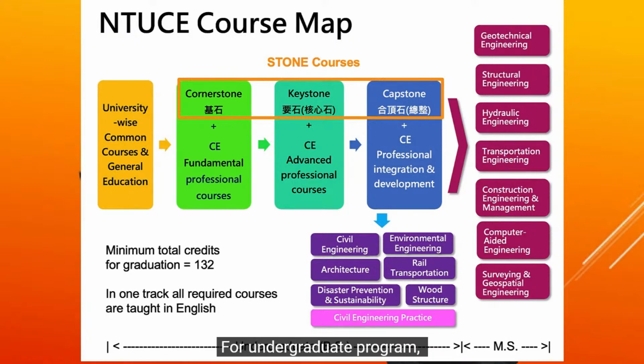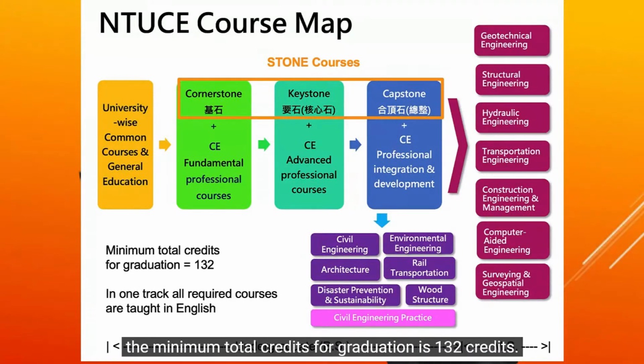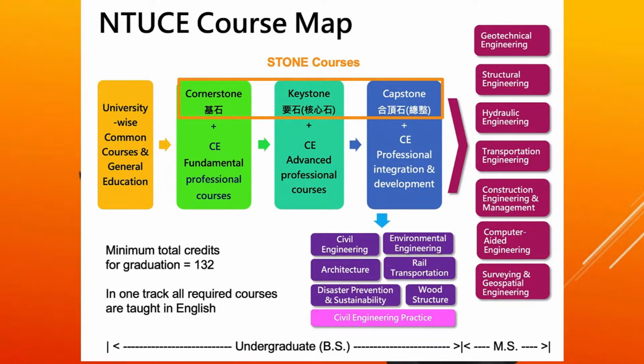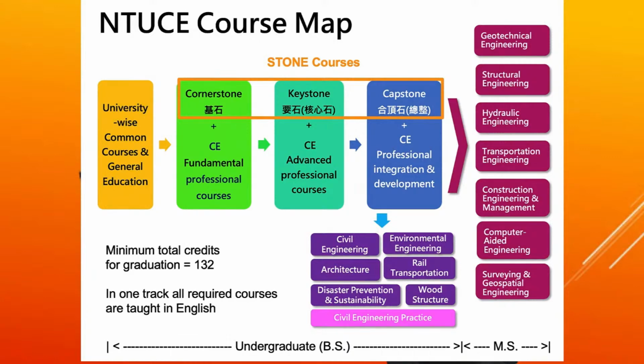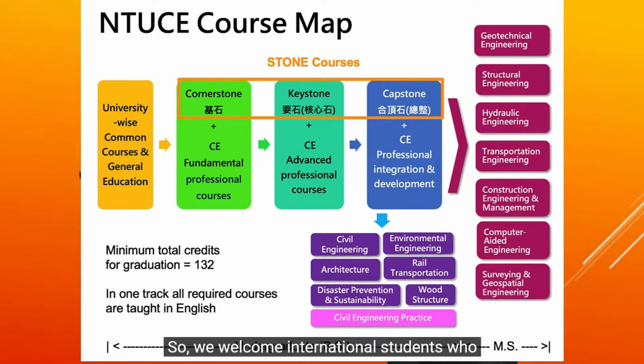For the undergraduate program, the minimum total credits for graduation is 132 credits. Currently, for all of the required courses, we offer 3 classes. And in 1 track of the classes, the courses are taught in English. So we welcome international students who may not be familiar with Mandarin Chinese.